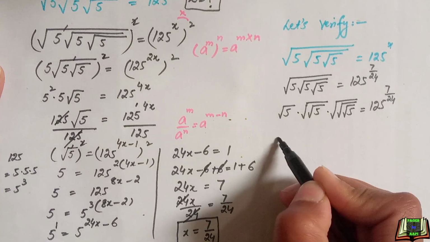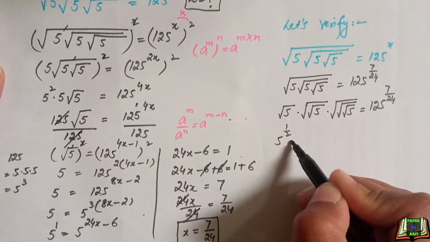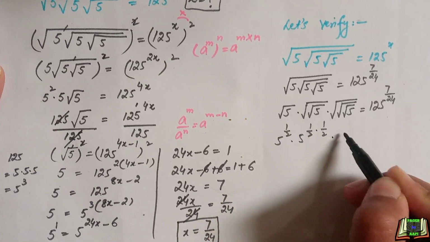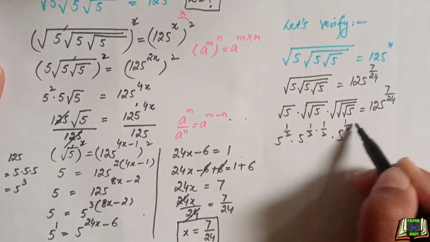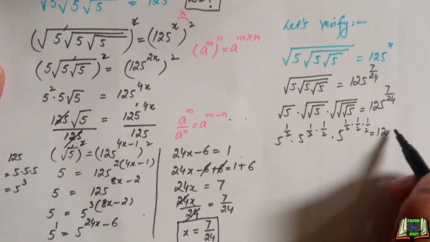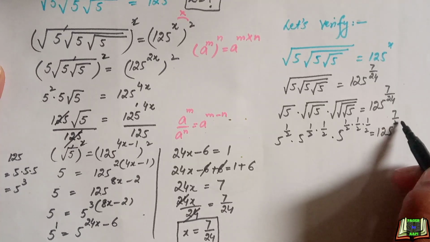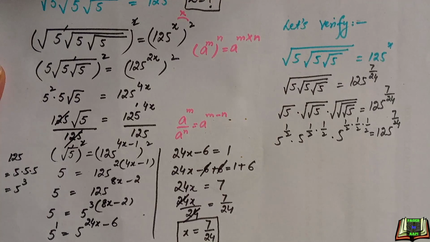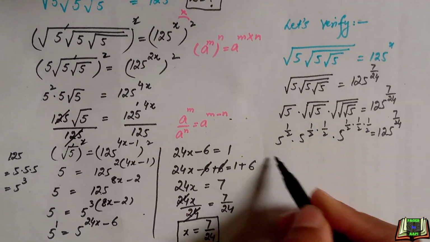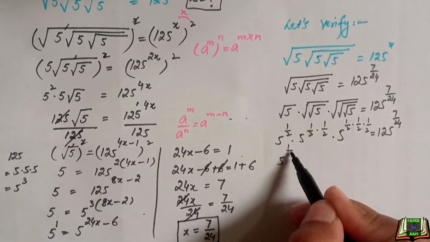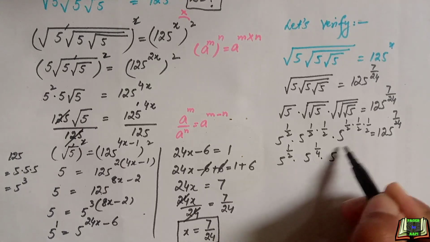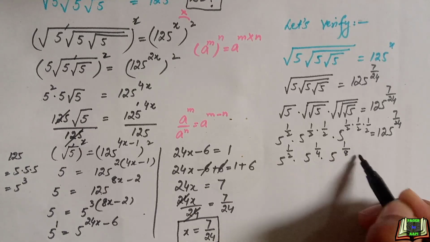We know the value of square root. This is equal to 5 raised to power 1 over 2 times 5 raised to power 1 over 2 times 1 over 2 times 5 raised to power 1 over 2 times 1 over 2 times 1 over 2 is equal to 125 raised to power 7 over 24. Now we are going to multiply the powers. 5 raised to the power 1 over 2 as it is times 5 raised to the power 1 over 4 times 5 raised to the power 1 over 8.